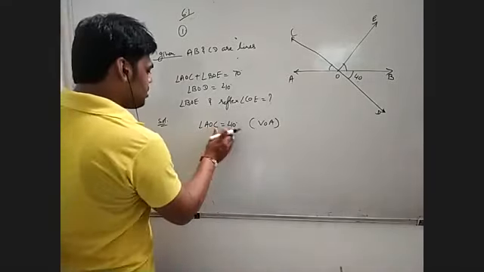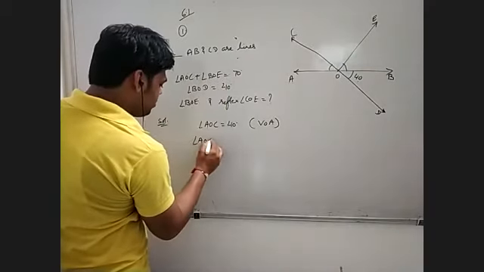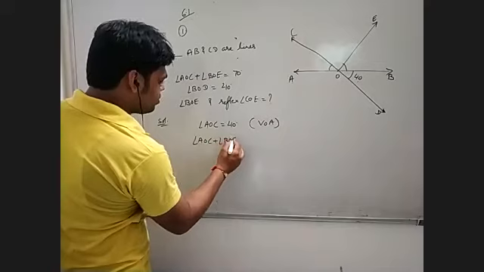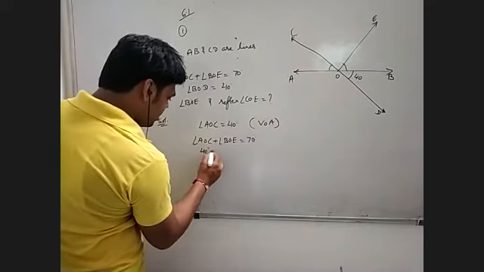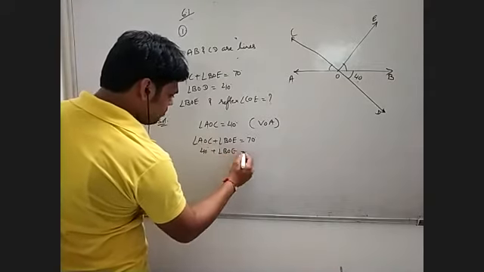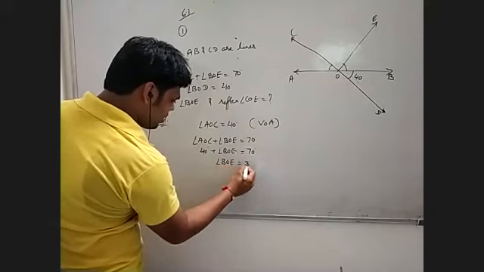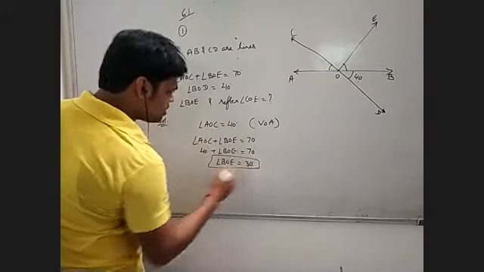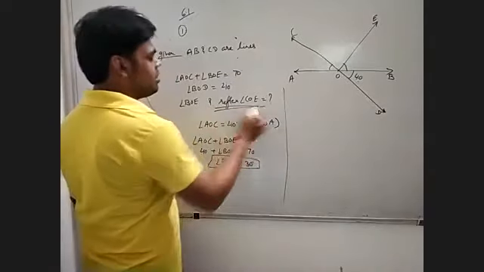Now next part, this value can we put here? Angle AOC plus BOE is equals to 70 degree. The value of AOC is 40. 40 plus BOE is equals to 70 degree. BOE is equals to 30 degree. First answer.